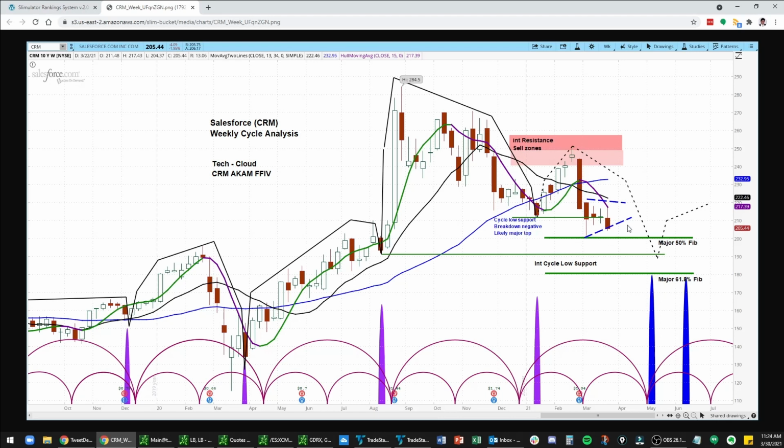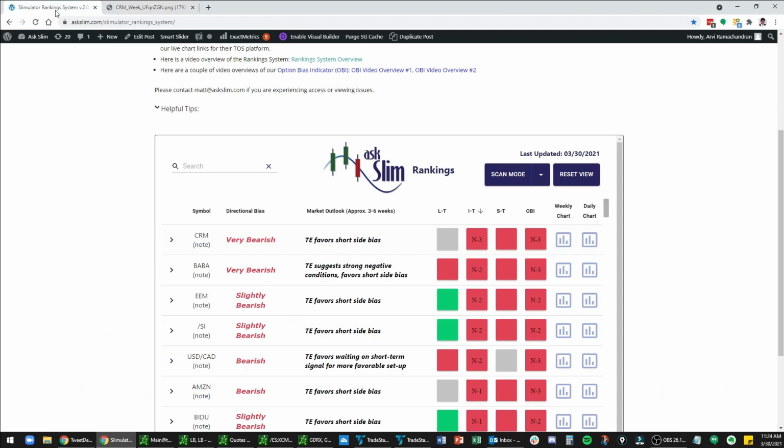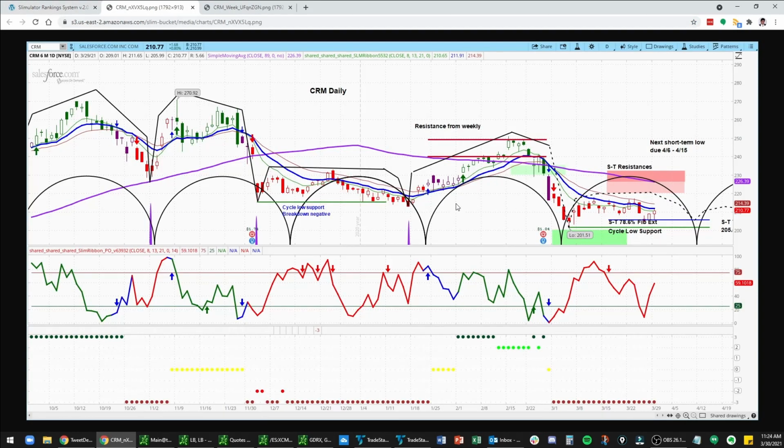What you'll also see is that there is a bear pennant forming that I have outlined in blue here, and you can see the flagpole with the bear pennant. All this is lining up with a move on the downside. So if we go back to the ranking system, you can then go to the daily chart, and you can see what we have on the daily chart.